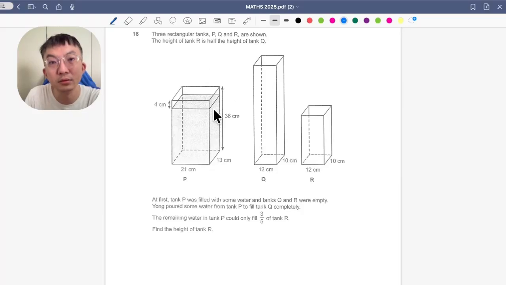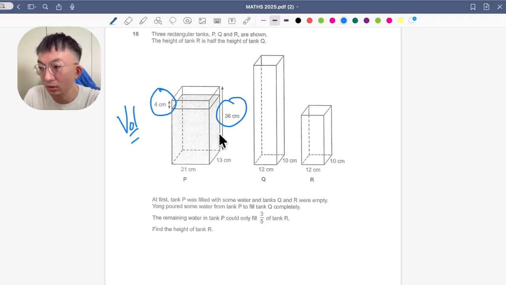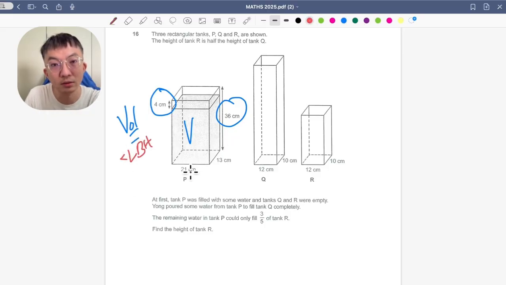In this question, you can see that it's volume. And for the fact that you have these two numbers, you can easily find the volume of the water, which is the easy part. So let's put it to one side first. And you know that volume is LBH. And since it's all in cm, the unit will be cm cubed.